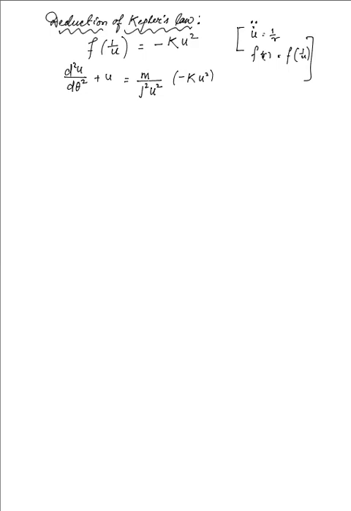Now this term can be taken to the other side. Well, there's a u square over here, there's a u square over here, they can surely cancel out. And then this term taken to the other side, well, you have from the differential equation, d square u by d theta squared plus u, and this becomes plus of mk divided by j squared.